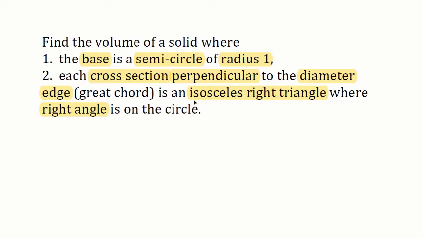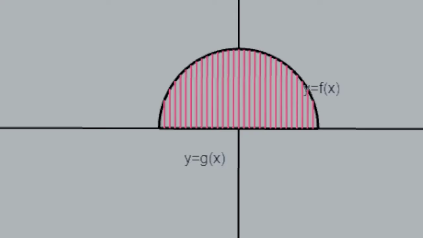so that I can show what it means by each cross section. So over the stripe we built the isosceles right triangle, but then there's a further, detailed description here that says the right angle is on the circle. So what it means is that this is the diameter and the circle side is here. So we have a right isosceles triangle.